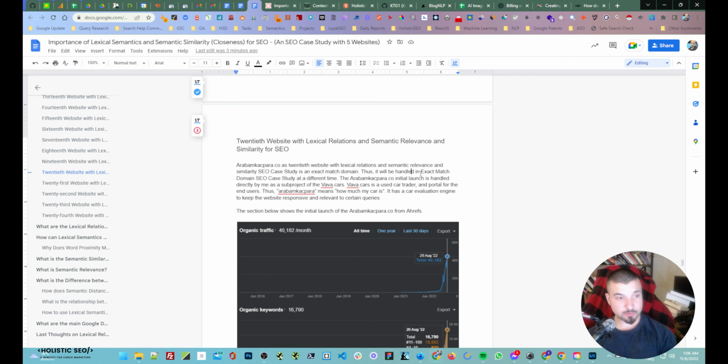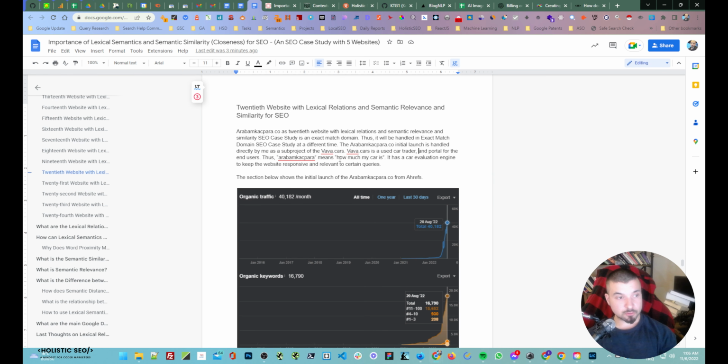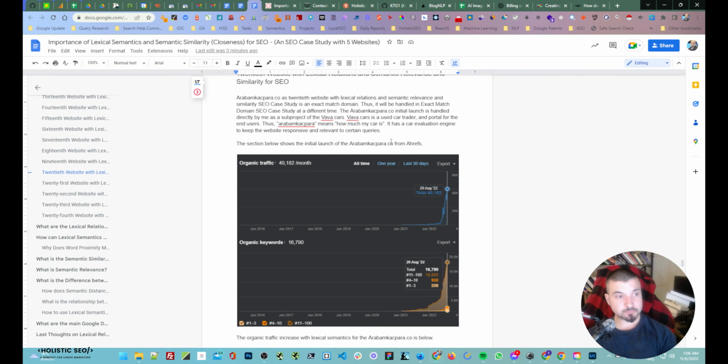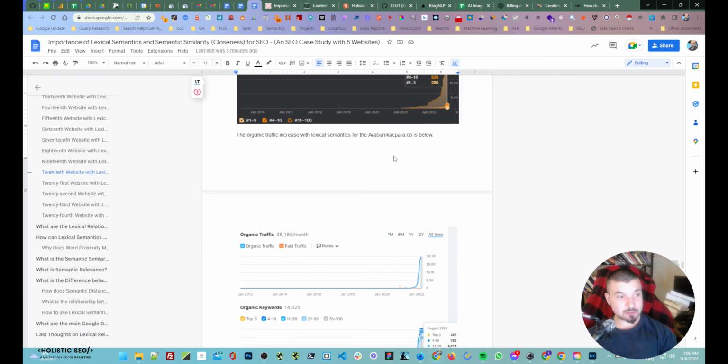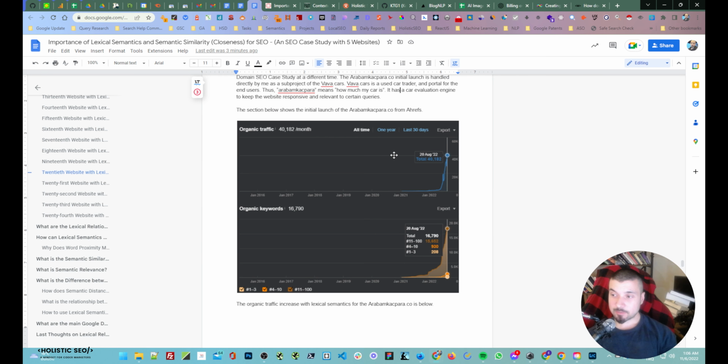That's why it will be processed in another case study. It is a subsidiary website of Vava.cars, and it focuses on this query: how much is my car. It has a car evaluation engine. And exact match domains are a little tricky. Again, it is about query semantics. I will be explaining it in another article.